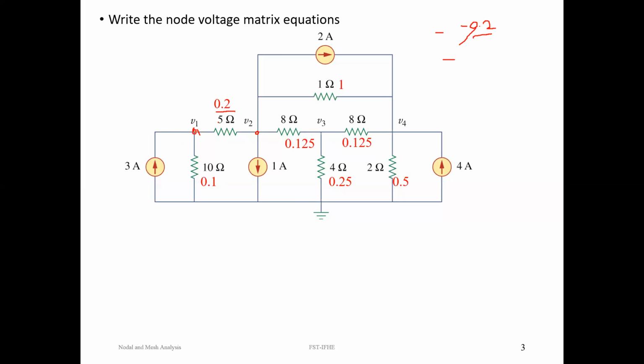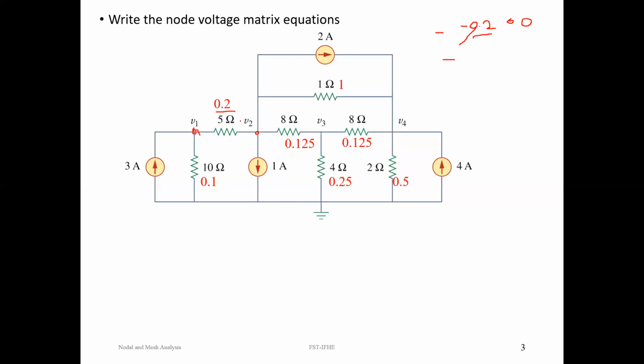There is no conductance which is directly connected between V1 and V3. So the 1, 3 element will become 0. Similarly, there is no conductance connected common between 1 and 4. So the 1, 4 element will be 0. In this fashion, we need to fill up the off diagonal elements.